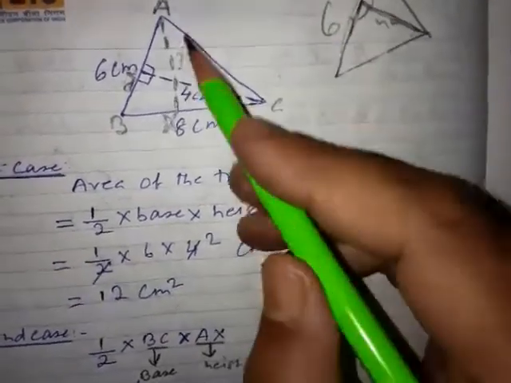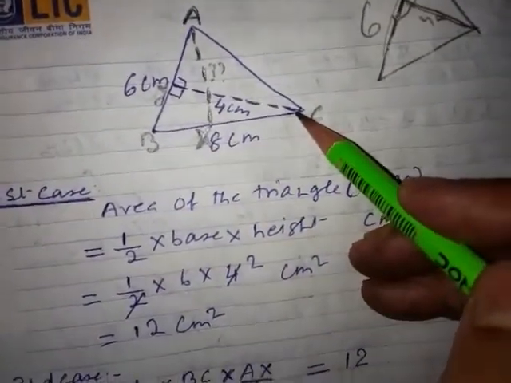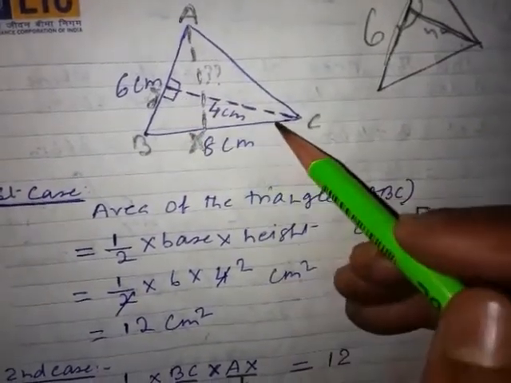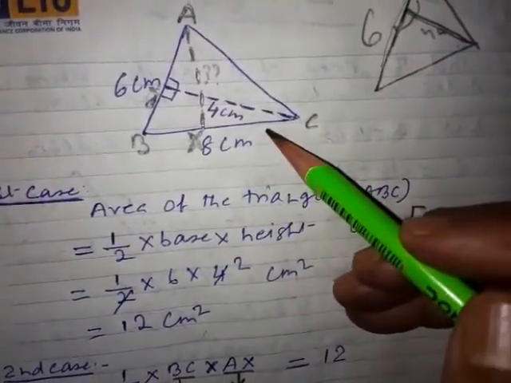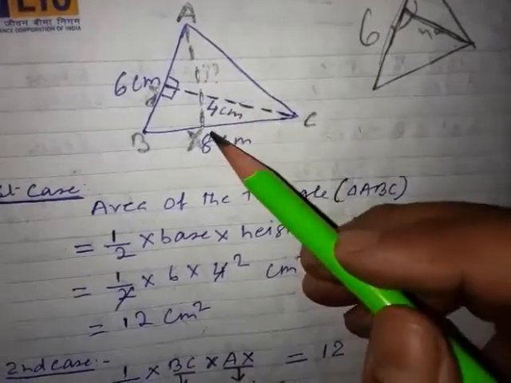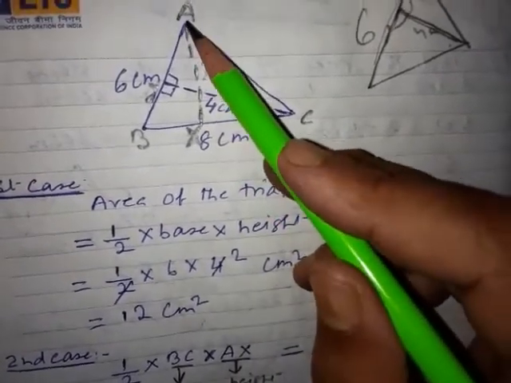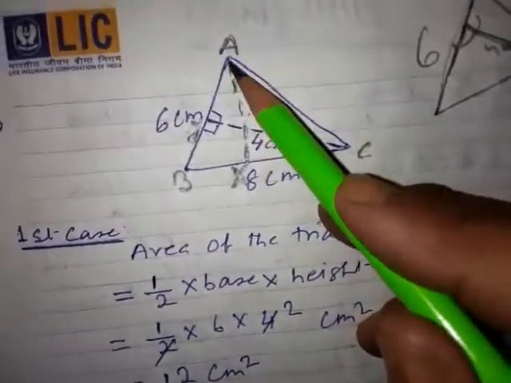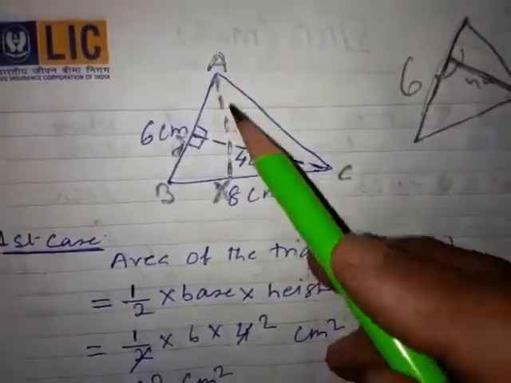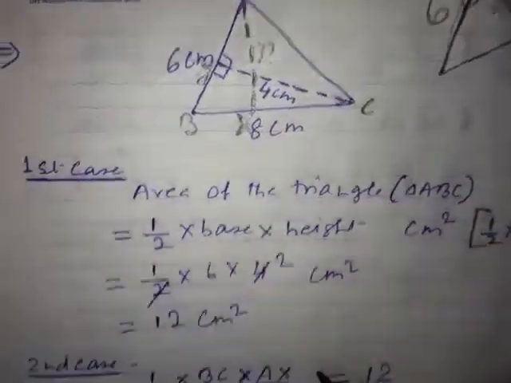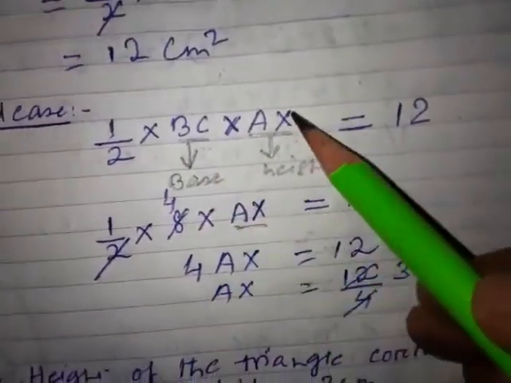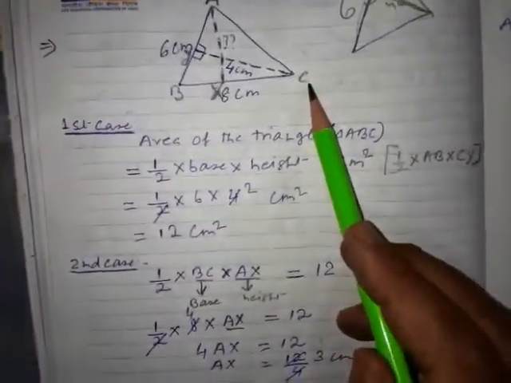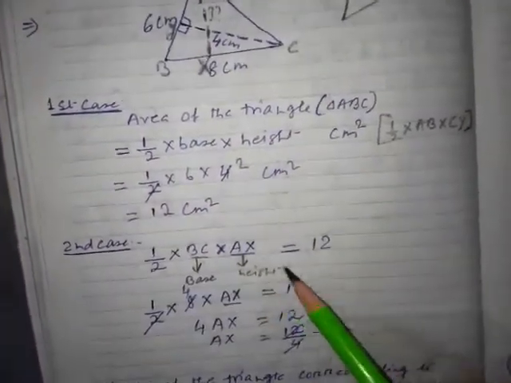Similarly, this same triangle ABC. Once I found the area by taking the height on 6 centimeter. Second case, they said for the same triangle, find the height on the 8 centimeter. Height on 8 centimeter, so you have to find AX. What have I done here? Half into base into height. Same triangle, half into base into height. What is the base here? BC. What is the height here? AX. That, everything, equals 12.